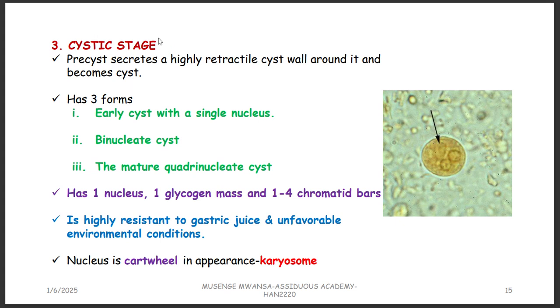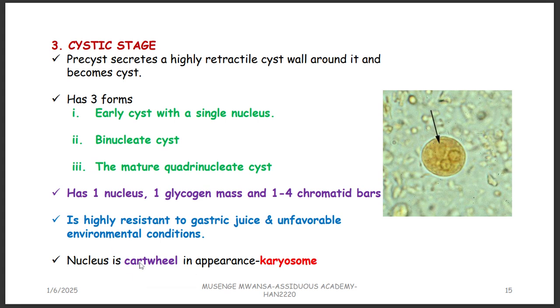The cyst is the one that is used to transmit infection. Why? Because it is highly resistant to stomach acid. So once you swallow this cyst, it goes into your body, and it is not destroyed by the acid. In other words, it is resistant to unfavorable environments. That is why every time there is an unfavorable environment, there is encystment. The trophozoite is going to form the cyst, because the cyst can withstand a bad environment.